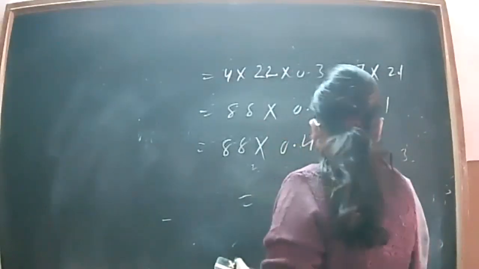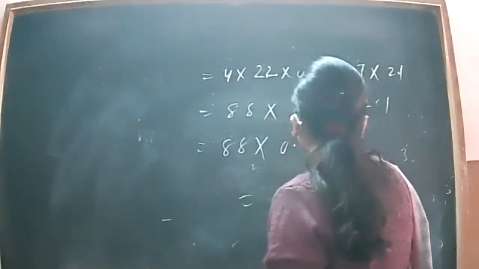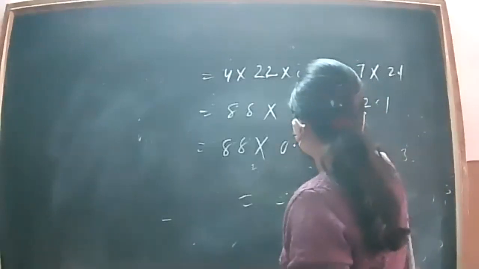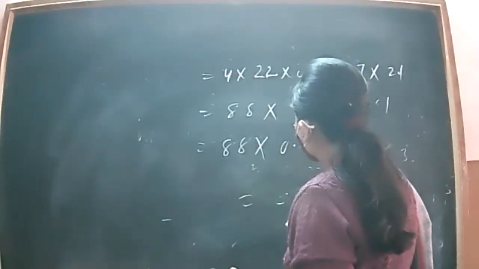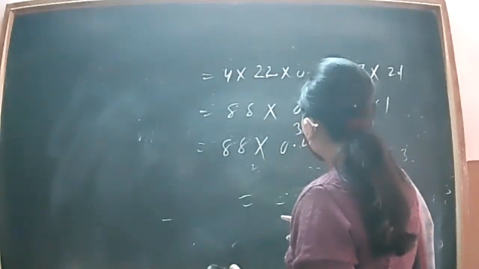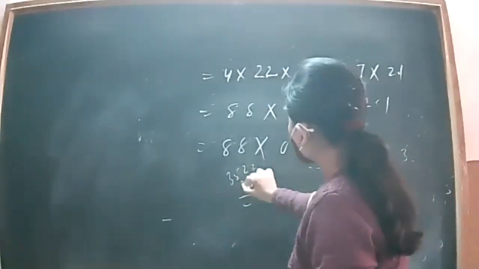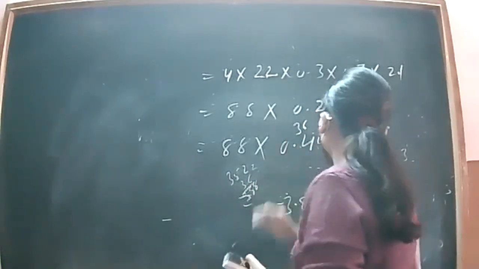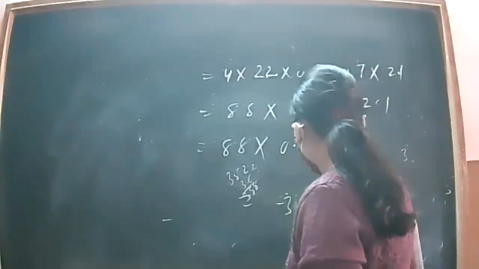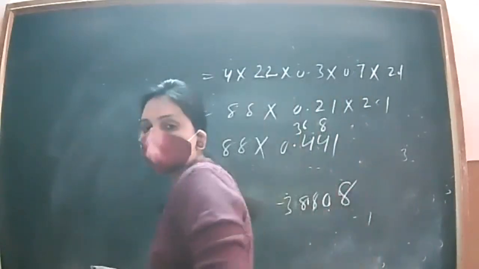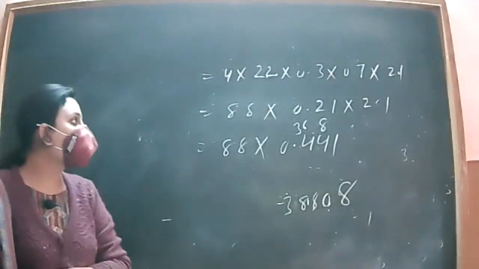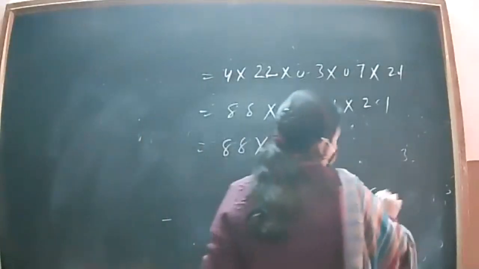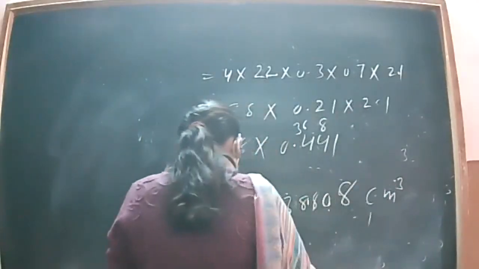0.441. Let us check the calculation once again so there is no mistake. 88 fours are 352 plus 36. This will be 388. Sorry. So after the decimal, after 3 places, 38.808 will be the volume of the ball. This is in centimeter cube. Okay.